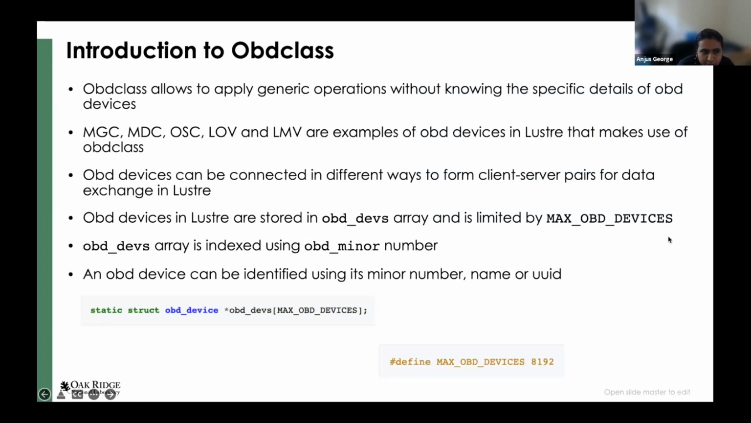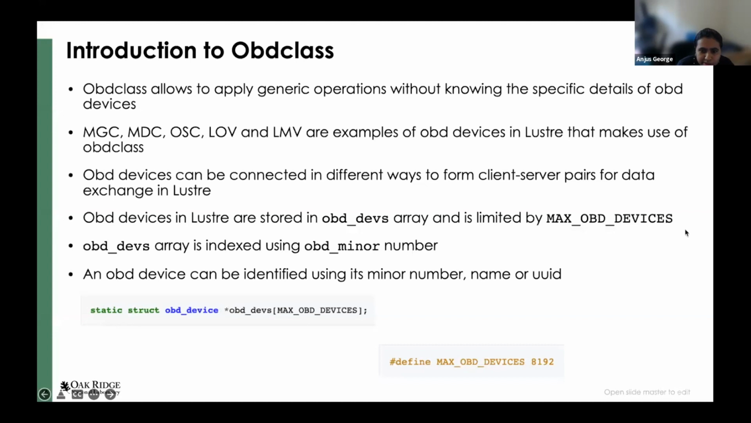So that concludes section 1 of the tutorial, and section 2 starts with an introduction to OBD class. The OBD class subsystem in Lustre provides an abstraction layer that allows generic operations to be applied on Lustre components without having the knowledge of specific components. The MGC, MDC, OSC, LOV, and LMV are examples of OBD devices in Lustre that make use of the OBD class generic abstraction layer.